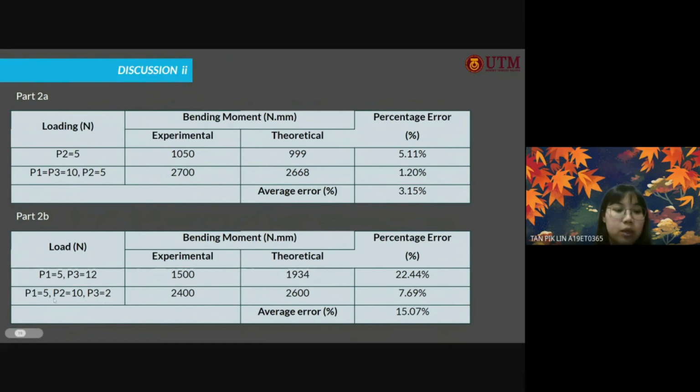And for P1 equals to 5 Newton, P2 equals to 10 Newton, and P3 equals to 2 Newton, the experimental bending moment is 2,400 and theoretical is 2,600. And the percentage error here is 7.69%. So the average error here will be 15.07%, which is much higher compared to part 2A and also part 1.